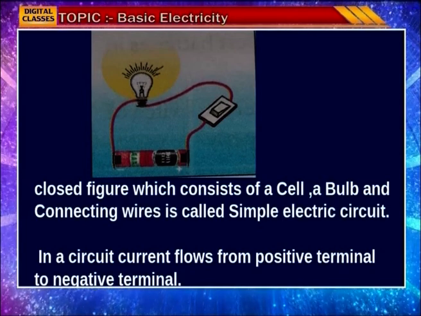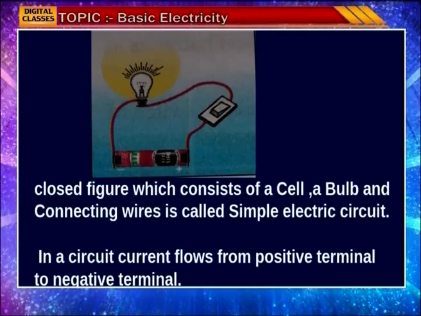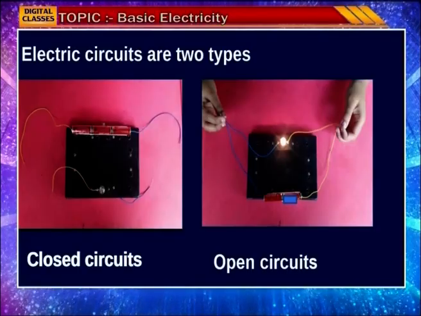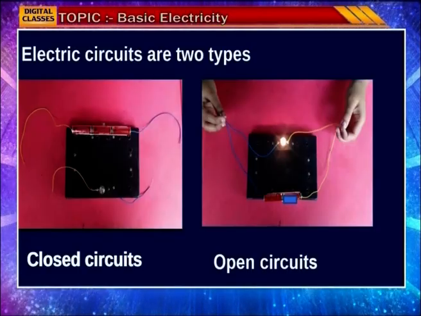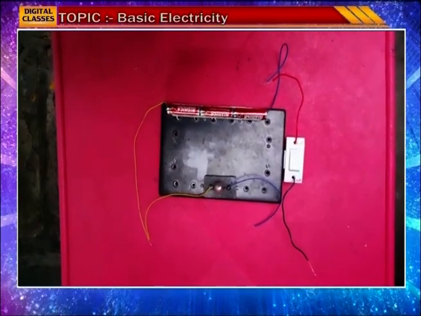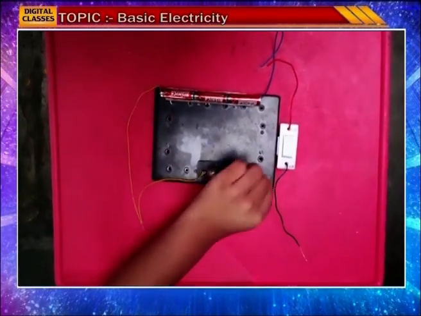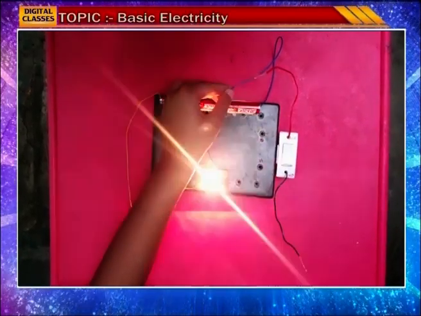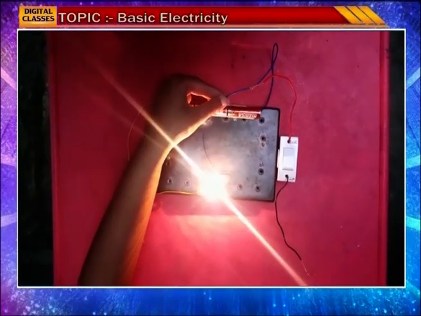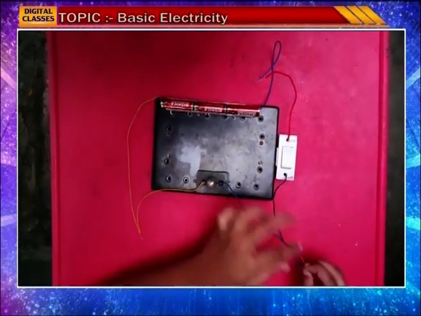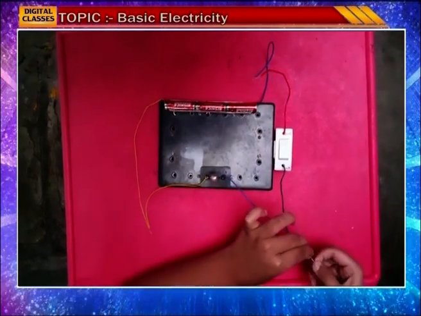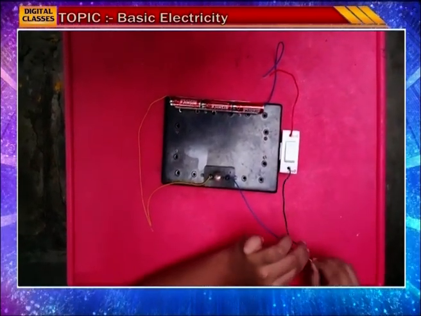In a circuit, current flows from the positive terminal to the negative terminal. Electric circuits are of two types: closed circuits and open circuits. The switch can be placed anywhere in the circuit. If the switch is in the on position, the circuit is said to be closed. When the switch is in the off position, the circuit is incomplete. It is said to be open.